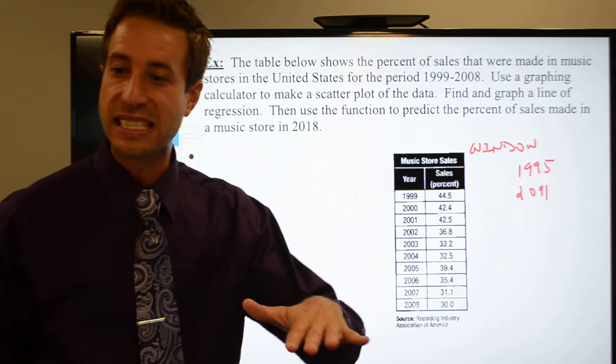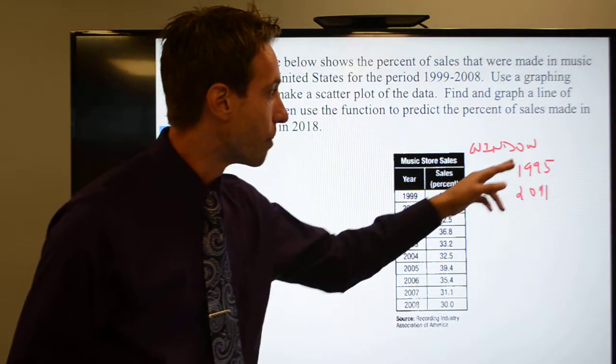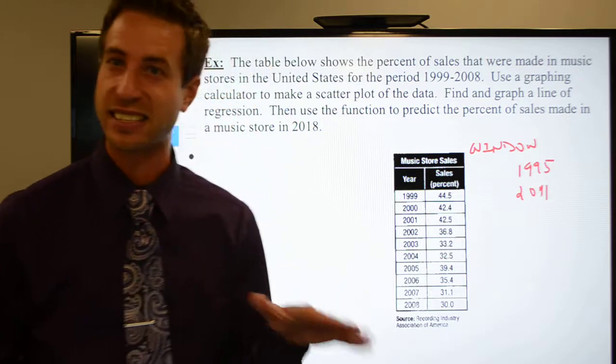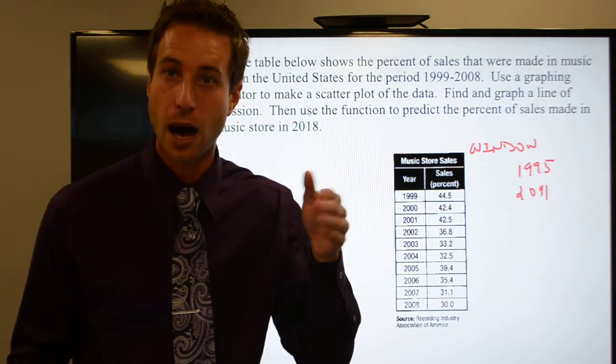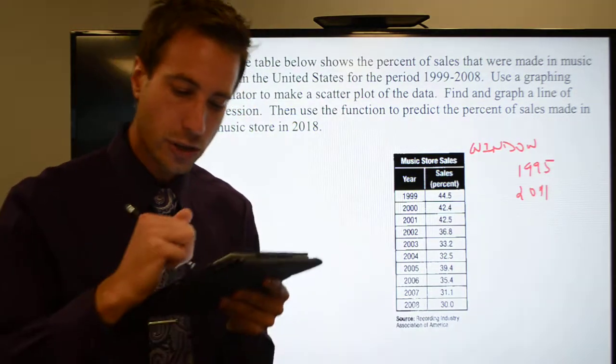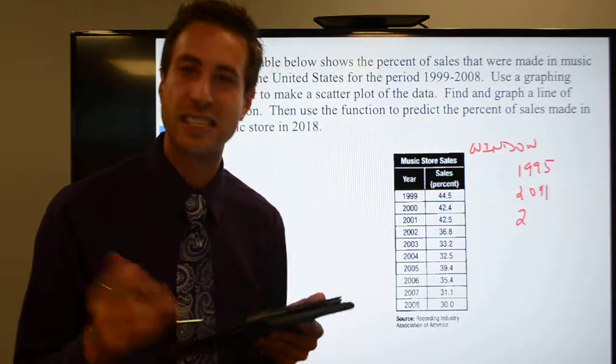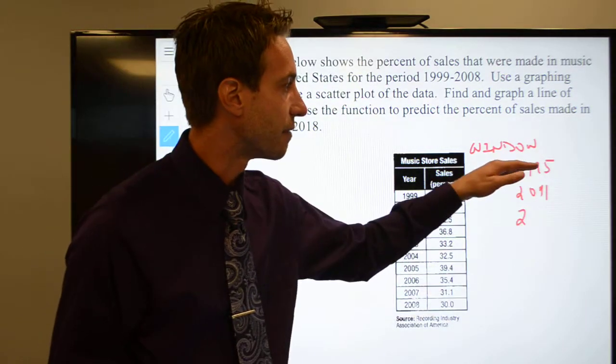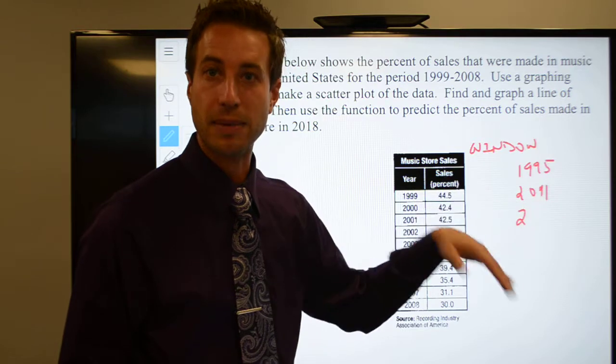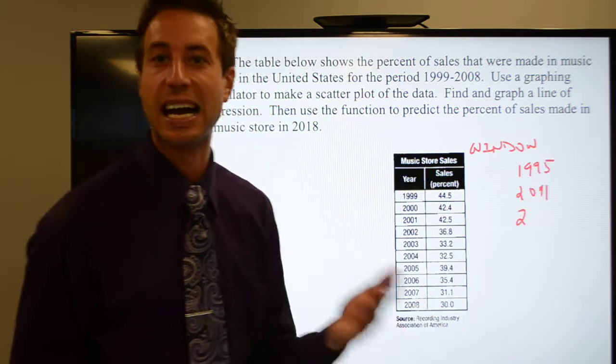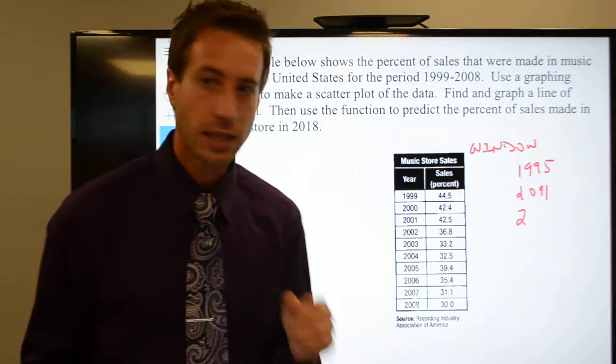Now, the next one is the scale. Well, because I'm going from 1995 to 2011, that is a ton of years to just go by units of 1 year. So I actually changed my scale to 2. That means it's going to go by 2 years. So from 95, the next one would be 97, the next one would be 99, and so on.